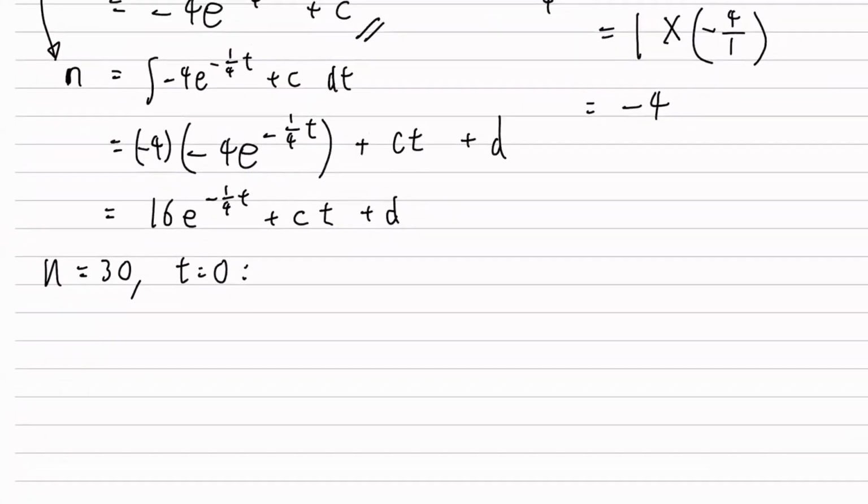So n equals 30 when t equals 0. So 30 will be equal to 16 times e to the power of 0 plus c times 0 plus d. Anything to the power 0 is just 1. 16 times 1 is 16, plus c times 0 is just 0. So plus d.